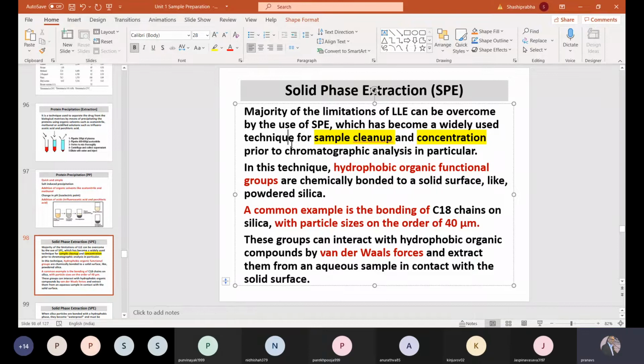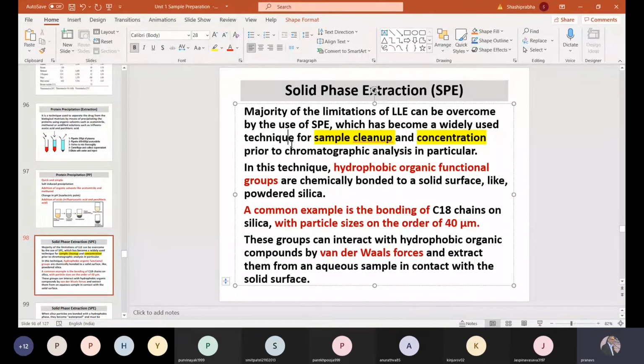And in this technique, as I said, it has a solid phase and it has a liquid phase. The liquid phase, of course, will be our sample, because as such we cannot analyze any solid, we need to prepare its solution.